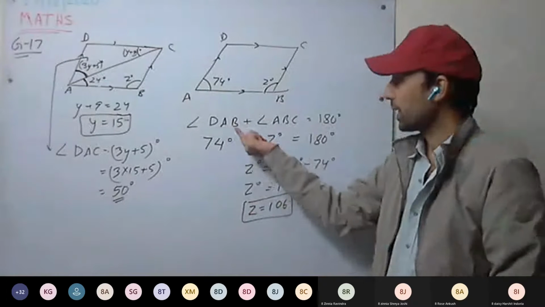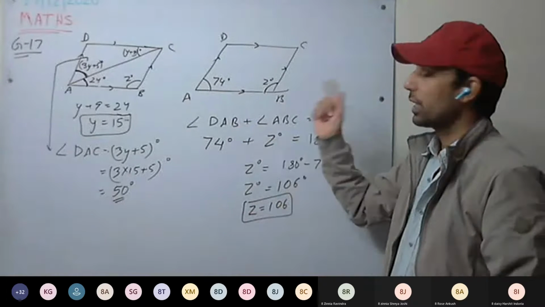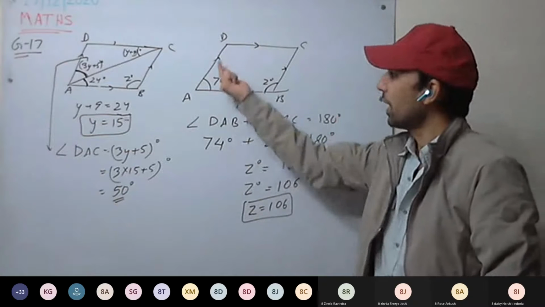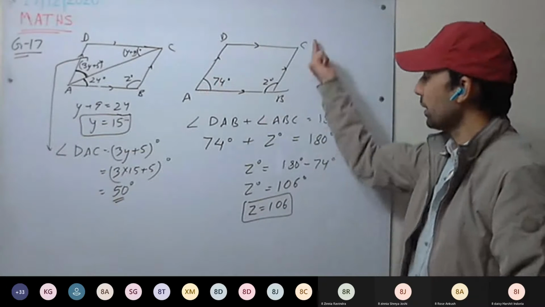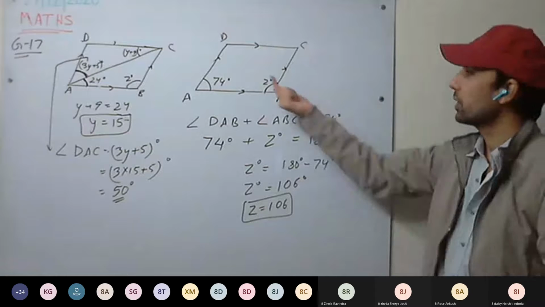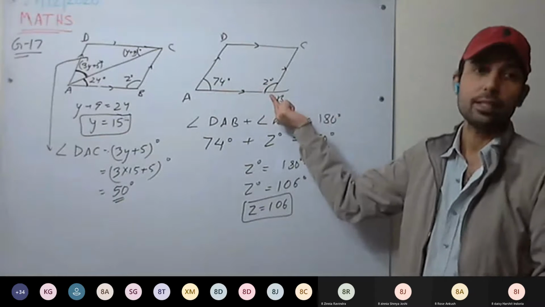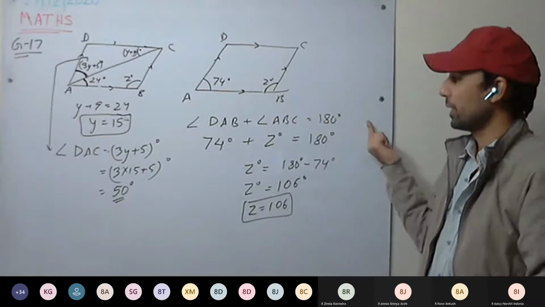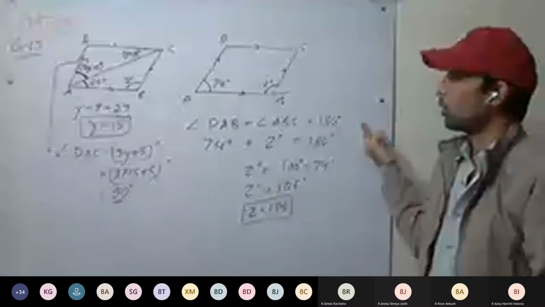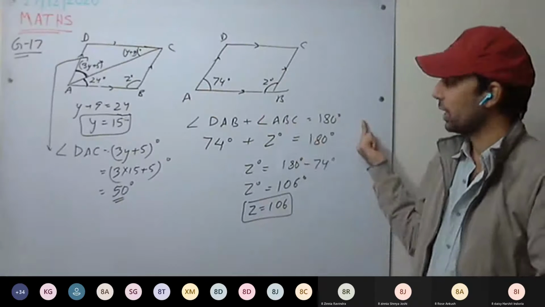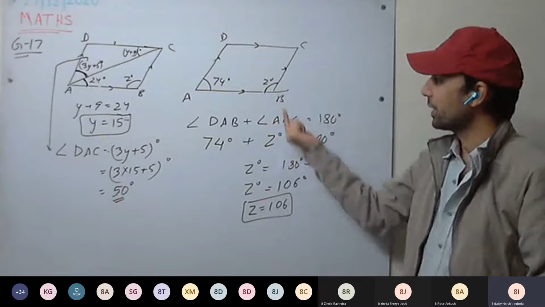Is this clear now? So first we have calculated angle DAB. From the start, what have we done? Angle DAB plus angle ABC is 180 degree, because adjacent angles in a parallelogram are supplementary. We have used this property of the parallelogram. Now angle ABC is that degree.